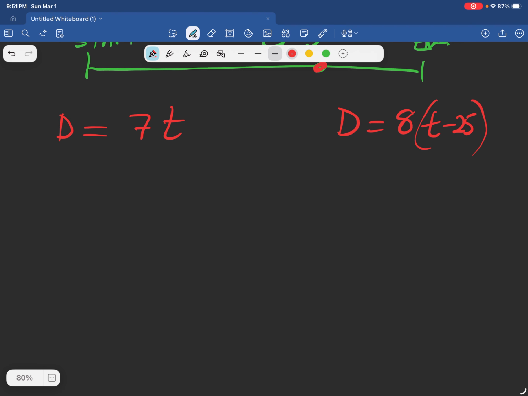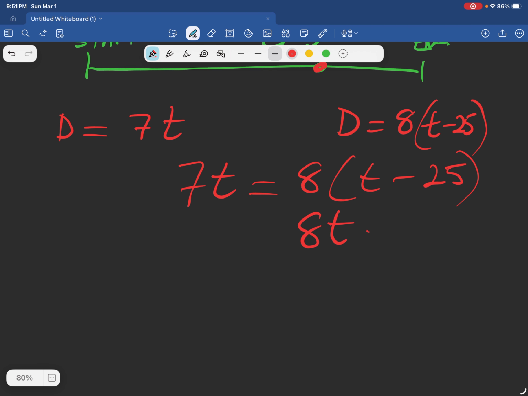Now, since the 2 distances are the same, then it means that we can equate the right-hand side of each part of the formula. 7t equals 8 times t minus 25. We do some calculation, some math, and we end up with 8t minus 200. How did we get 200? We did 8 times 25, which gives 200. How did we get 8t? We did 8 times t. We used the distributive property. So we end up with 7t equals 8t minus 200.